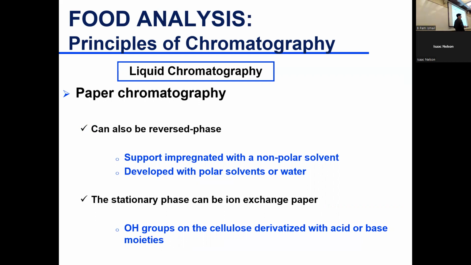It can be ion exchange, or it can be adsorption chromatography, where it's a solid and the OH groups on the cellulose are ionized. They are derivatized with an acid or a base functional group to make it carry a negative or a positive ion, so that you can separate positively or negatively charged compounds.